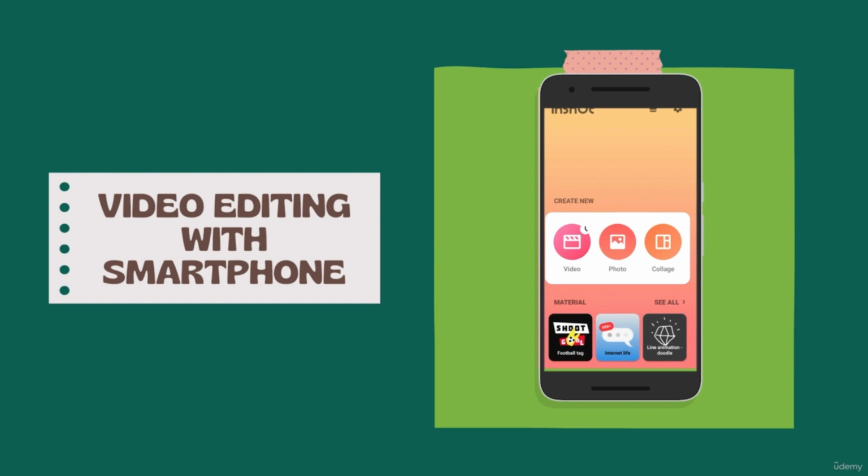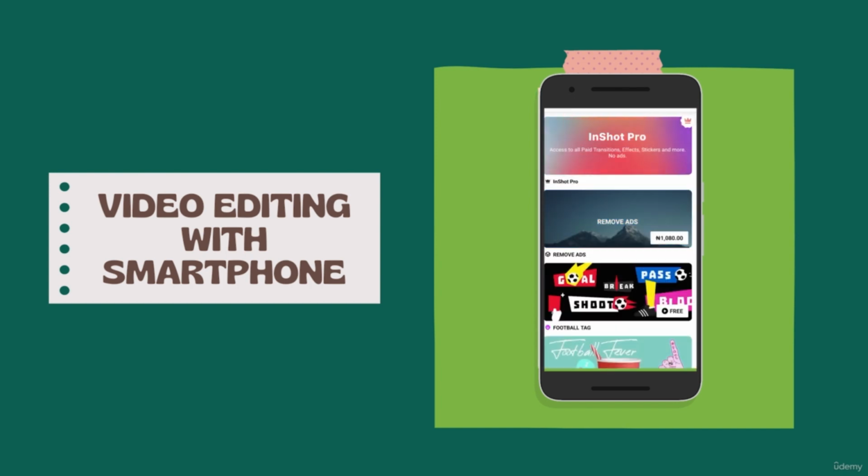So this is my InShot interface. First, as shown here, you have an option to create a video, edit a photo, or you want to create a collage. There is also an option to use their materials, their editing materials like stickers, stock videos, and so on.